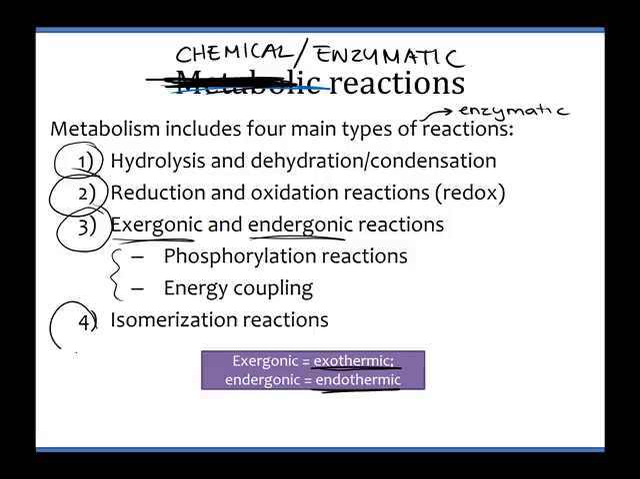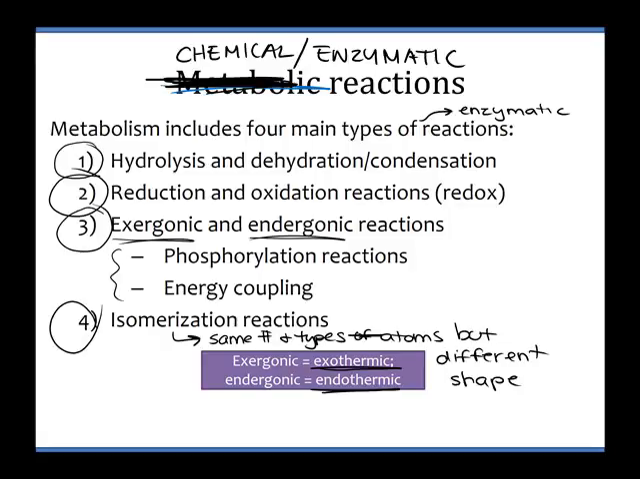And then finally, isomerization reactions. Remember, an isomer is in chemistry something that has the same chemical formula but a different shape. So same number and types of atoms, but a different shape. That's an isomer in chemistry. And an isomerization reaction is simply the conversion of one isomer into another isomer.